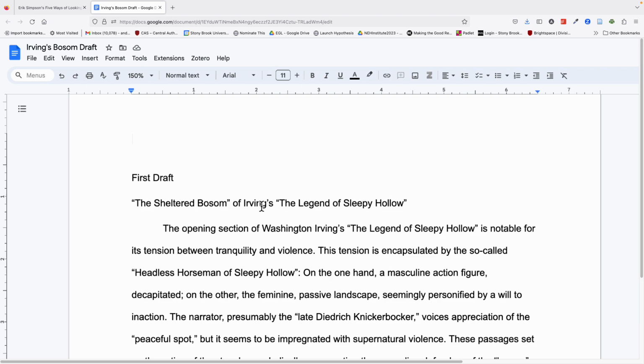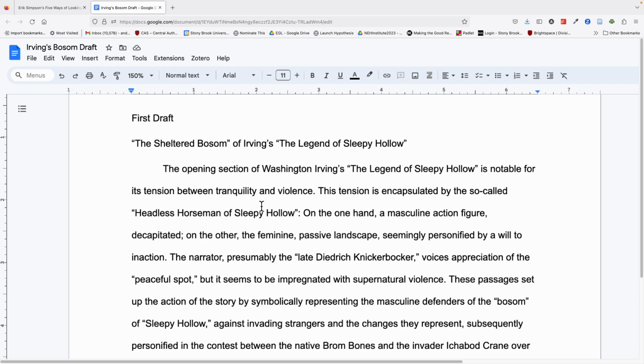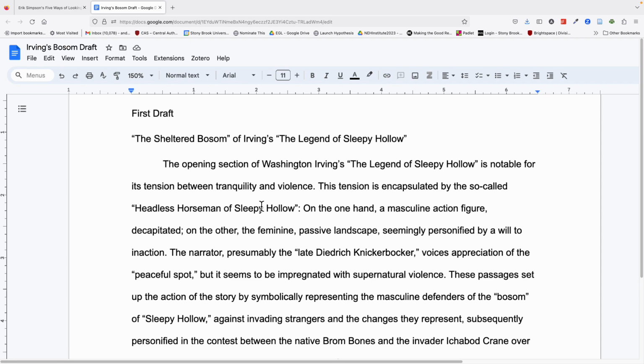This essay is very narrow, right? And that's what I'm looking for from you too, something that's going to be pretty focused on a select set of evidence, but always within the context of the whole.